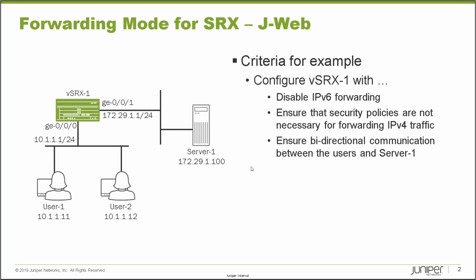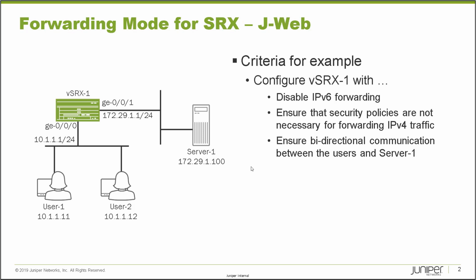So here is our example. In this example, we have a few different devices that I want to talk about. First, we have vSRX1, which has two interfaces. ge-0/0/0 connects to the users, and ge-0/0/1 connects to the server. The users are using the 10.1.1.0/24 subnet, and the server is using the 172.29.1.0/24 subnet. With this example, we want to configure vSRX1 with the following criteria.